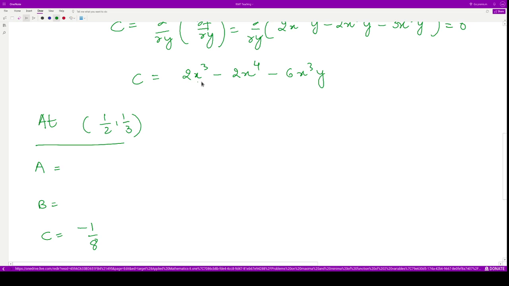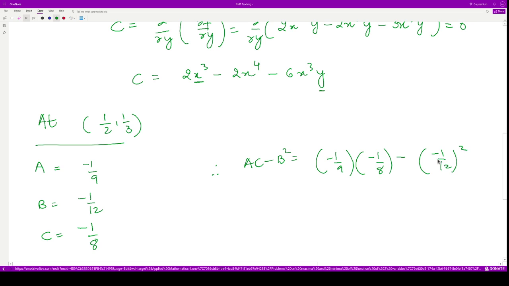So when you substitute in place of x 1 by 2 and in place of y 1 by 3, you'll have C as minus 1 by 8, B as minus 1 by 12 and A as minus 1 by 9. Then you check the sign of AC minus B square. So what is A? Minus 1 by 9. What is C? Minus 1 by 8. Minus B square, that is minus 1 by 12 whole square.